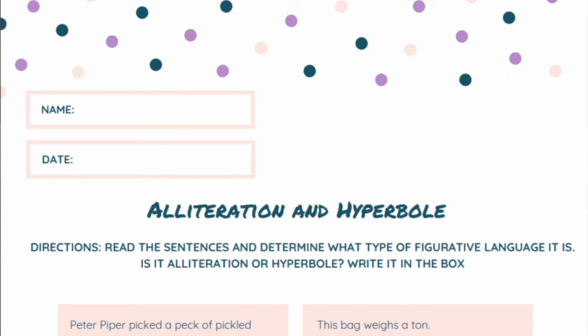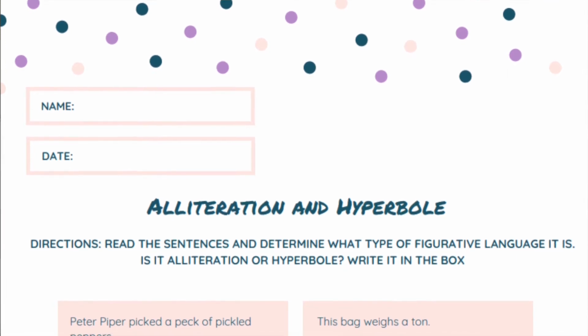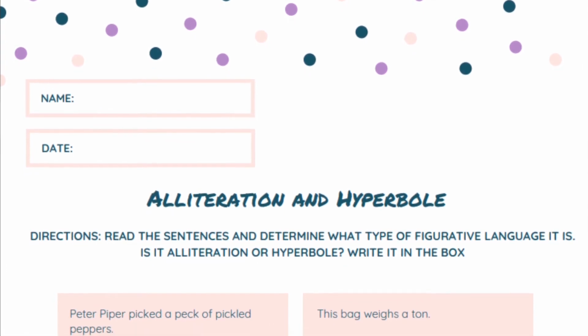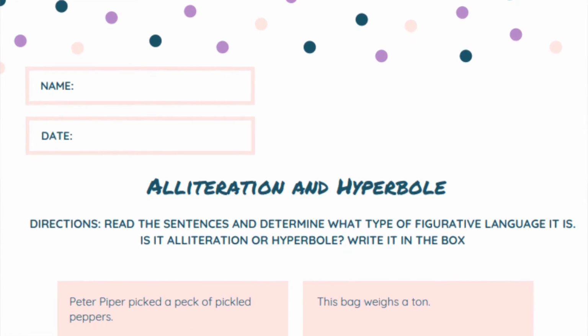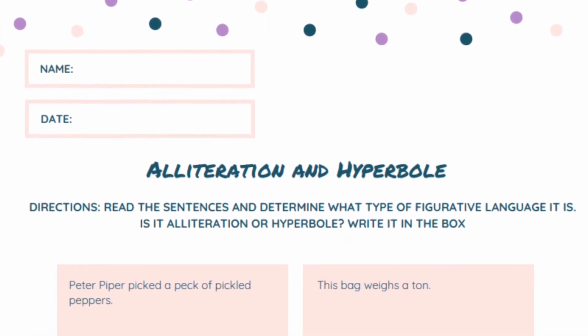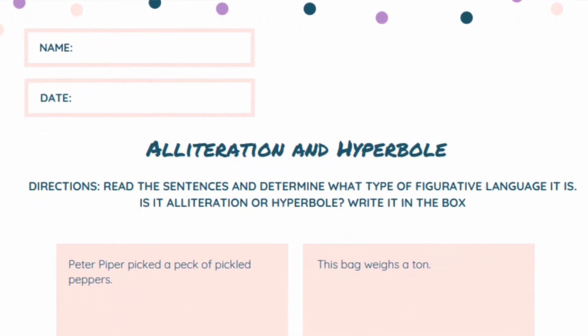And then our second group is going to be working on alliteration and hyperboles. In this, the directions are: read the sentences and determine what type of figurative language it is. Is it alliteration or hyperbole? And then write it in the box.